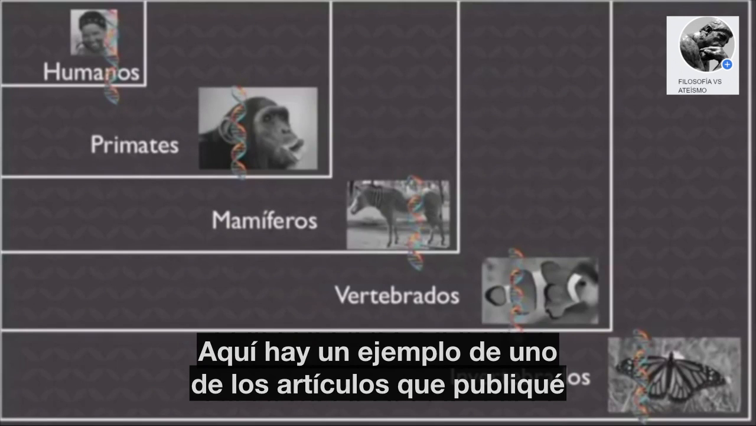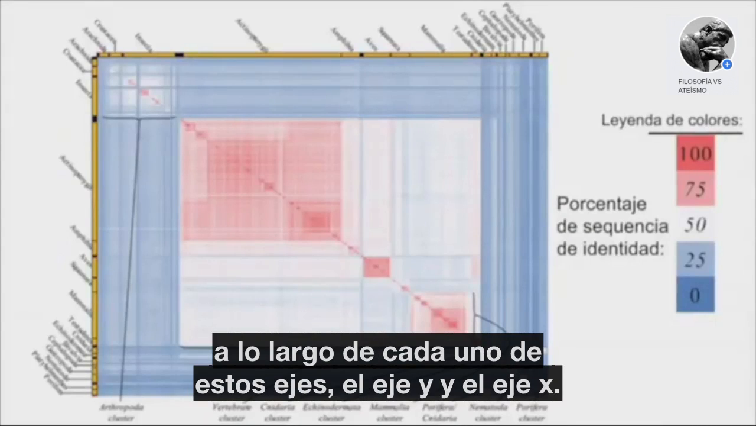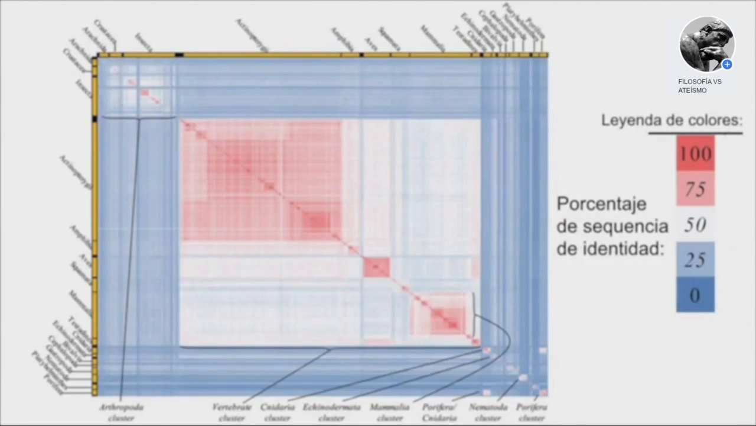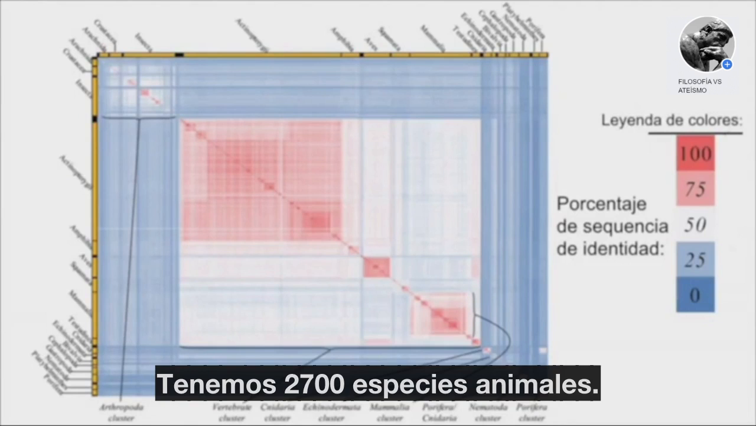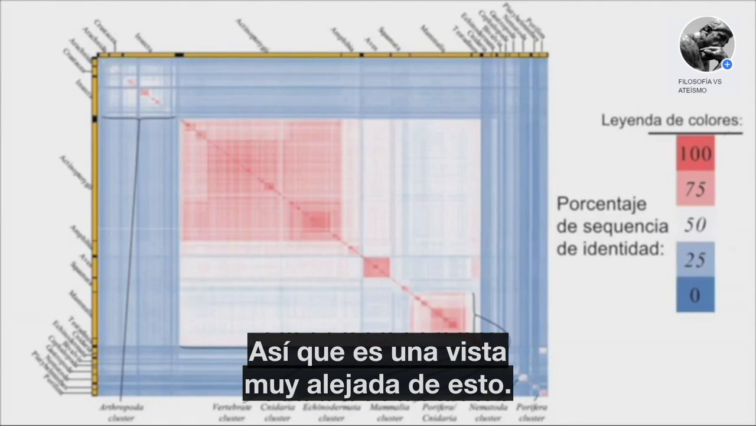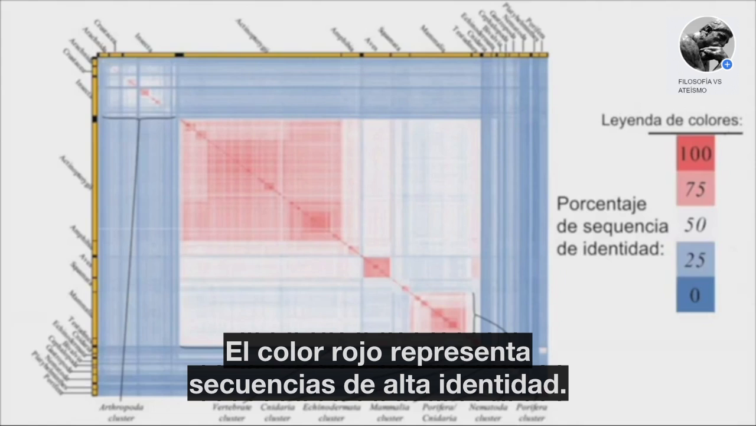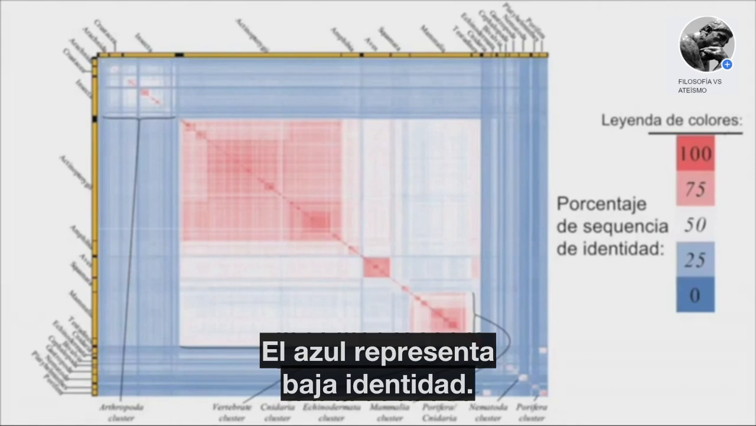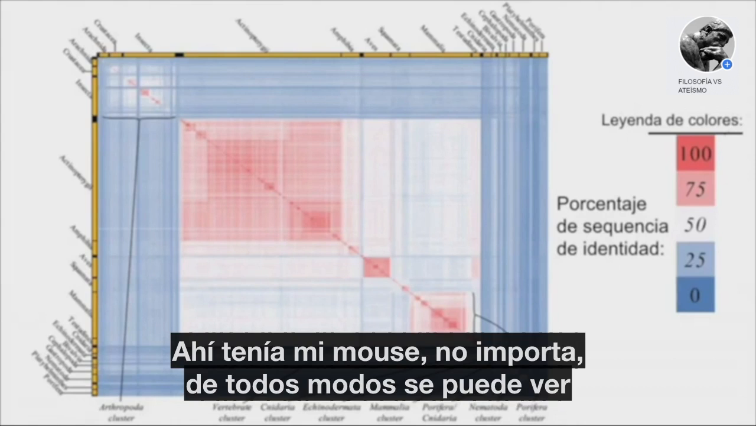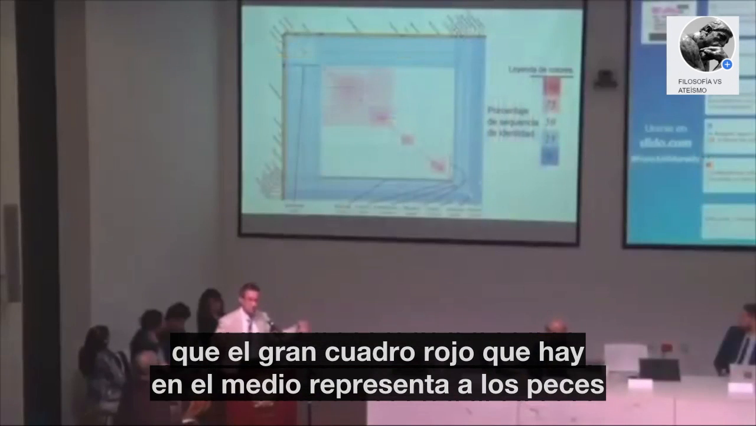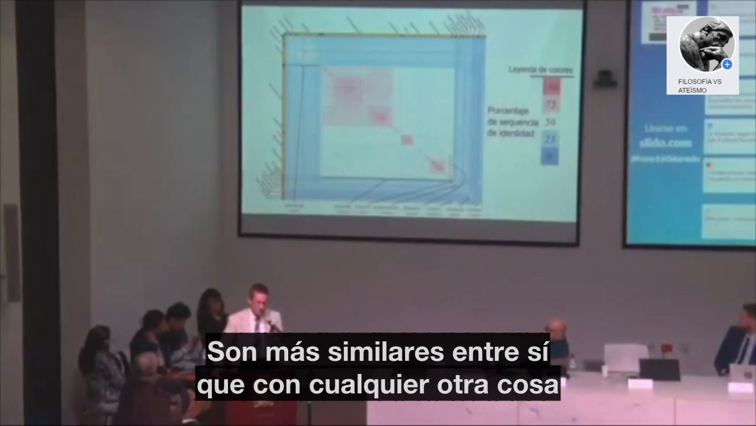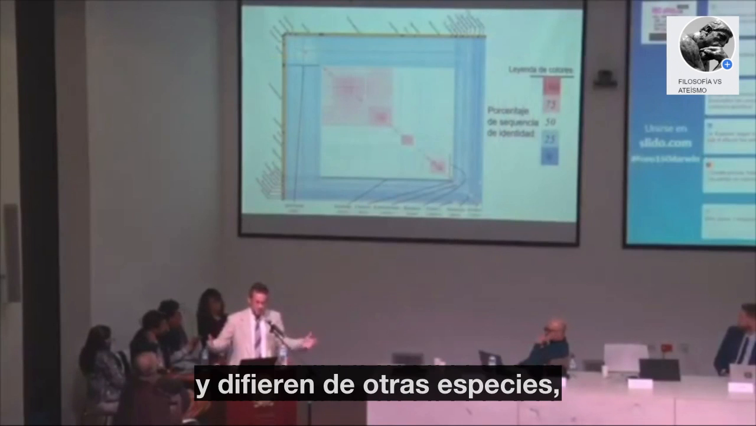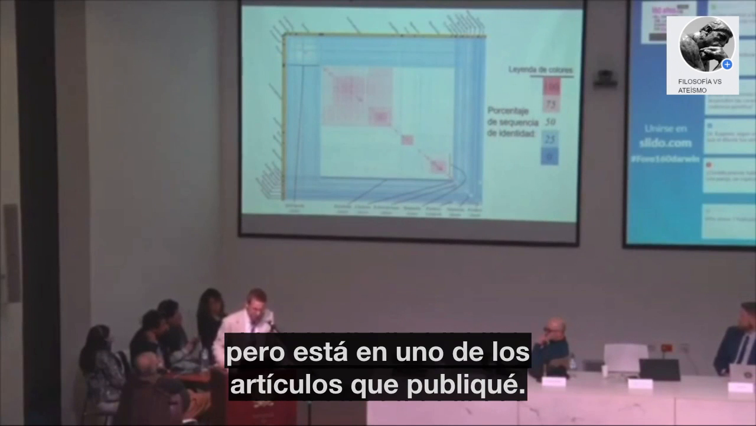Here's an example from one of the papers I published. Along each of these axes, the y-axis and the x-axis, you have 2,700 animal species. So it's a highly zoomed out view of this. The red color represents sequences of high identity. The blue represents low identity. So anyway, you can see that the big red box there in the middle represents fish compared to fish. They're more similar to each other than to anything else, and they differ from other species. But it's in one of the papers I published.